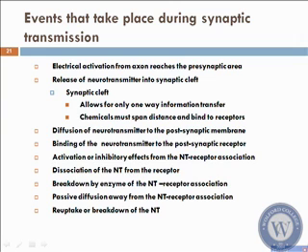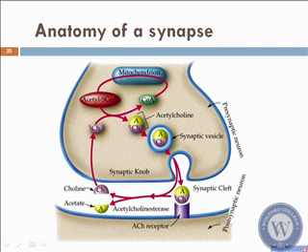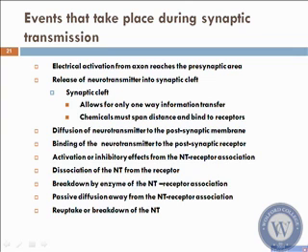Anyways, electrical activation from an axon basically reaches the presynaptic area. This then causes the release of neurotransmitter into the synaptic cleft. The synaptic cleft allows for only one-way information to take place, and the chemicals must span the distance and bind to the receptors. Now, when you go back and look at this picture, you think, oh my goodness, that's a huge distance. But when you look at it from the microscopic level, it's a really small distance, and it's very efficient for this chemical to come across. It's very quick. The diffusion of the neurotransmitter then occurs to bind to a postsynaptic membrane or postsynaptic receptor.